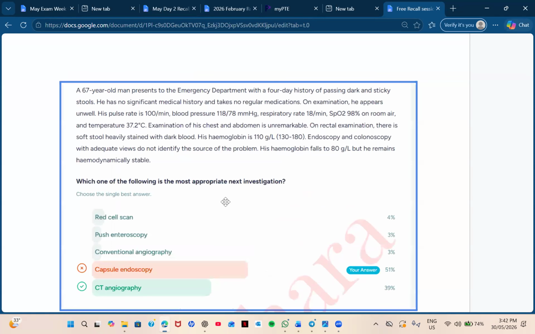67-year-old, because the only two things you need to differentiate, are we going to CT or angiography or capsule endoscopy? You need to understand what are the indications, right?